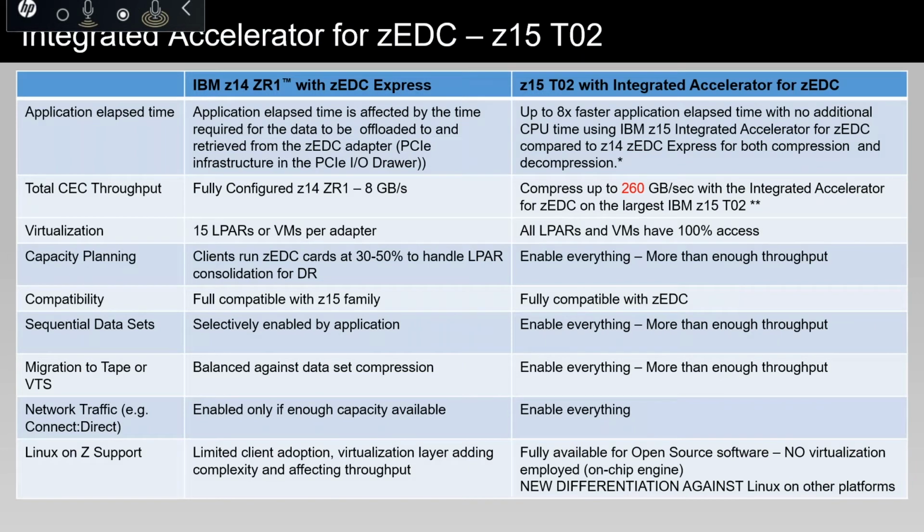Just some numbers on this chart. I wanted to go over between the Z14 and the Z15. With it being in the accelerator, the elapsed time is about 8 times faster, and the gigabytes per second went from about 8 gigabytes to about 260 on some of the larger Z15s. As always with IBM numbers, your mileage may vary. And also it's available on open source on z/VM on Linux, so across the board.